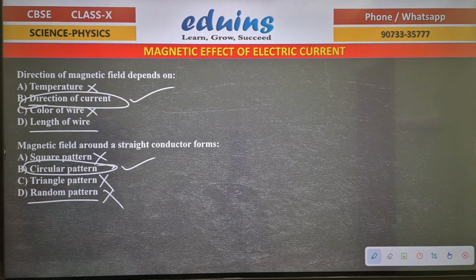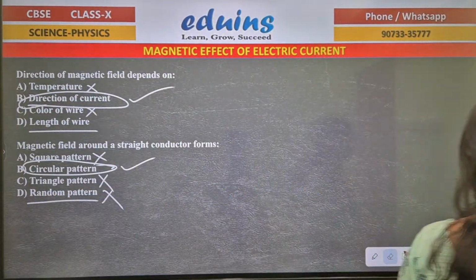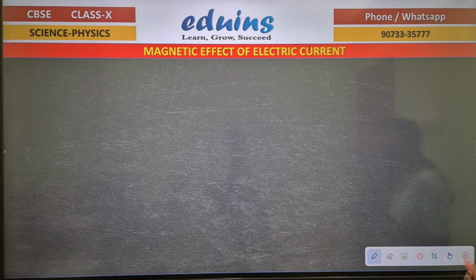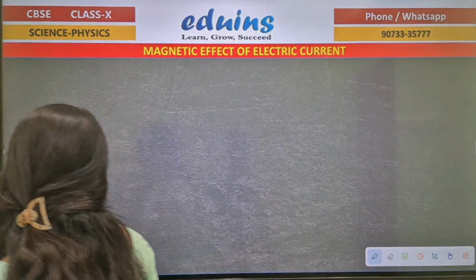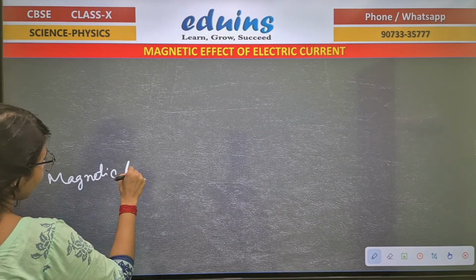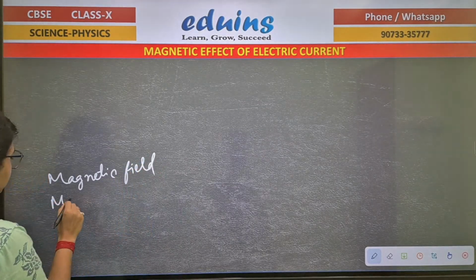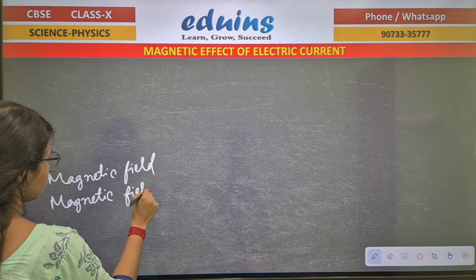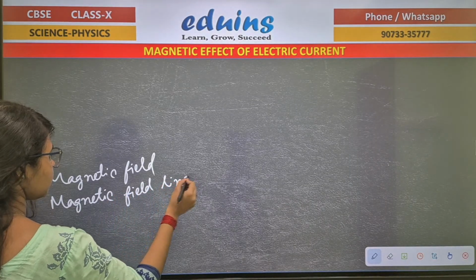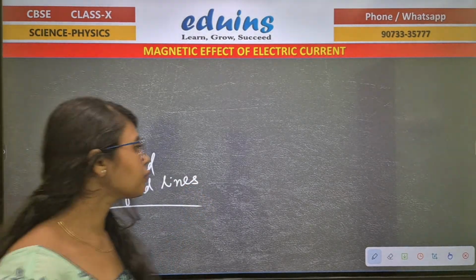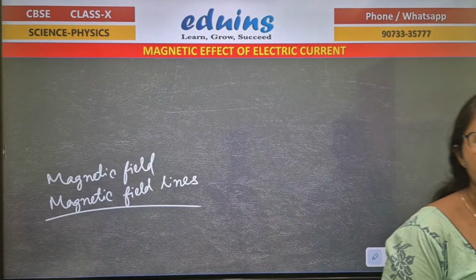So, those are the MCQs for today. So, this is the topic of magnetic effect of electric current. Today we discussed the magnetic field and the magnetic field lines. And in the next class, we will discuss the solenoid.